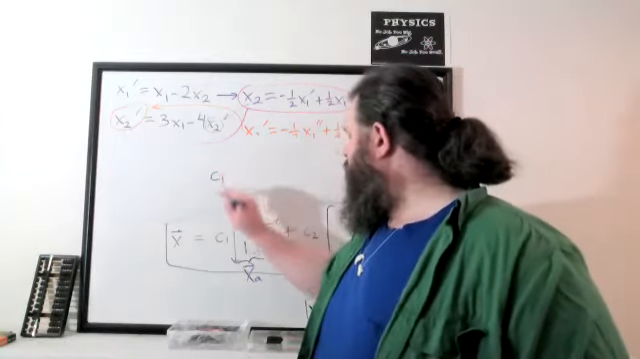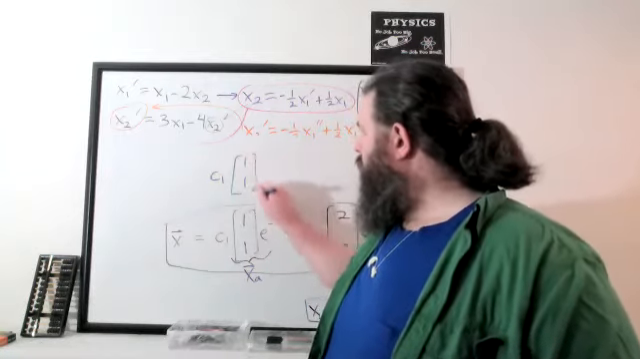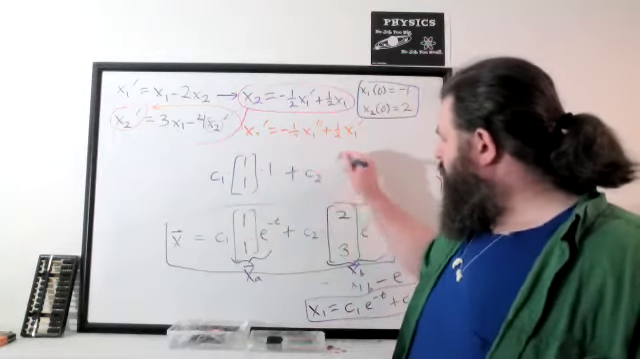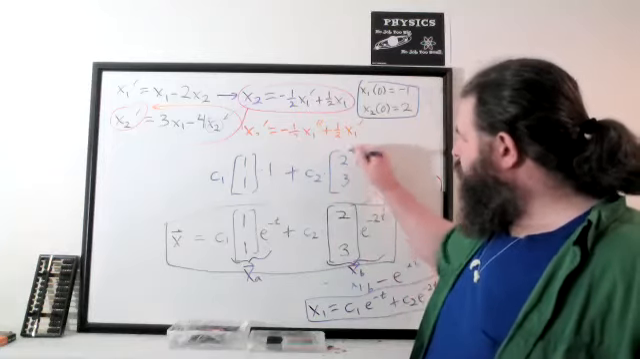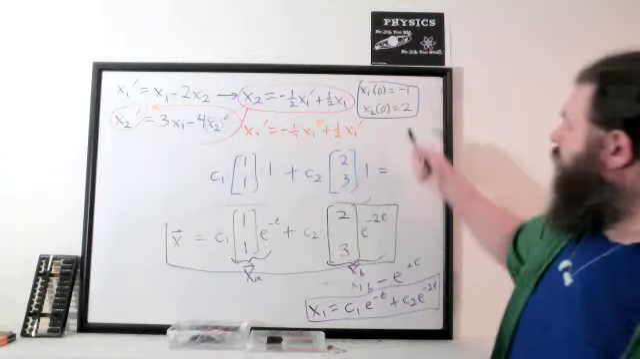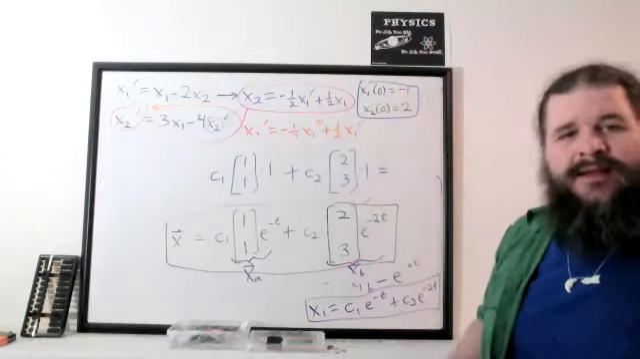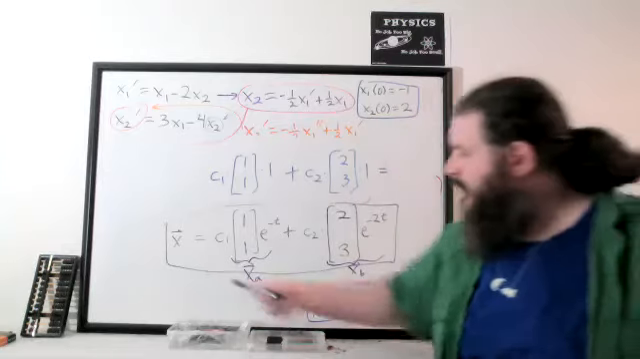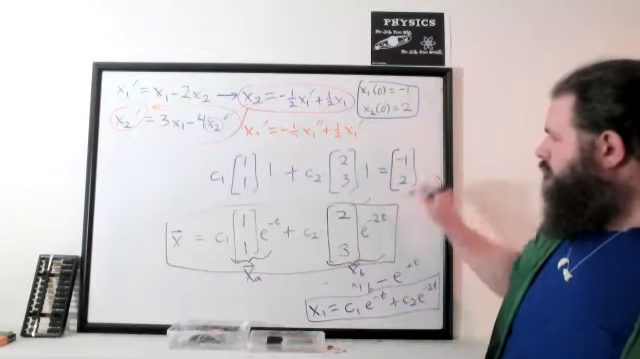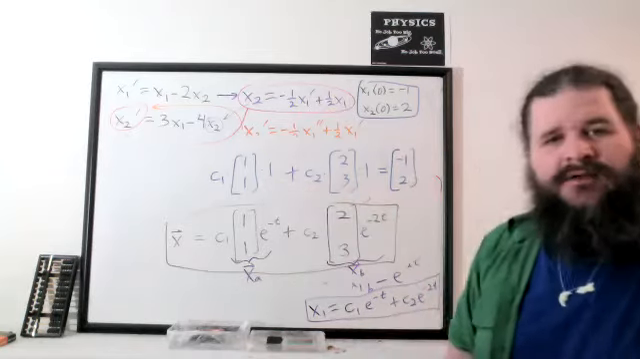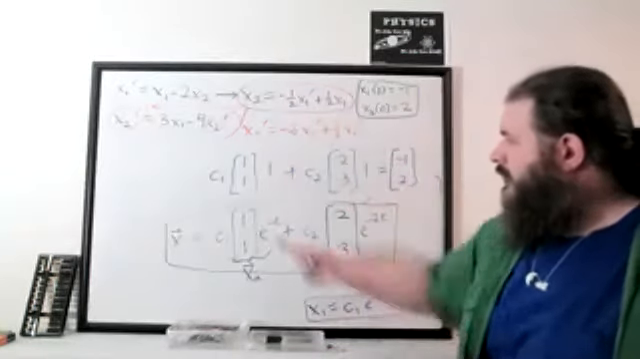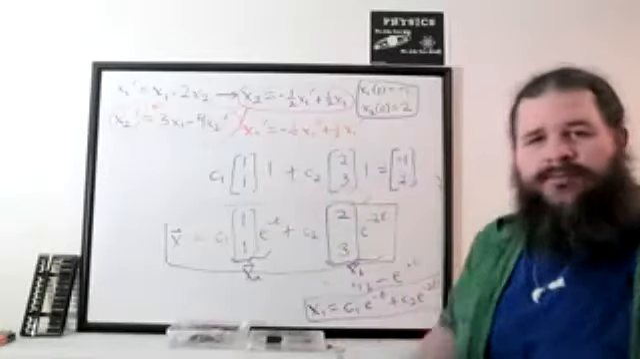So we get C1 times (1, 1) times e to the 0 plus C2 times (2, 3) times e to the 0 equals the value of x1 and x2 at time 0, which is just (negative 1, 2). So that's the x vector at time 0. And now we've got a system of algebraic equations. You could write this, for instance, as C1 plus 2C2 equals negative 1, C1 plus 3C2 equals 2.